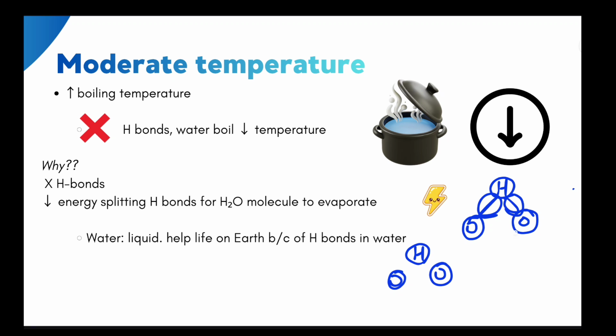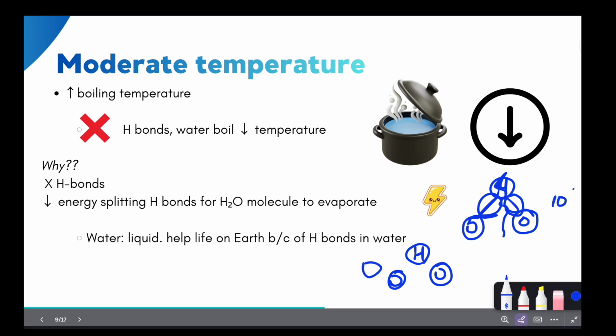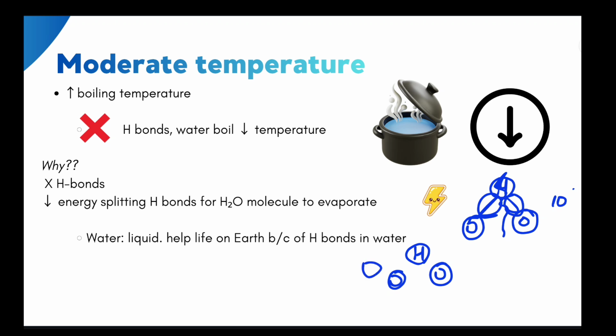And let's say they needed about 10 energy to divide this. But for this, you don't need any energy because they're already divided. But water is usually in this state, and that's why water is liquid. And it helps life on Earth because of H bonds in water.